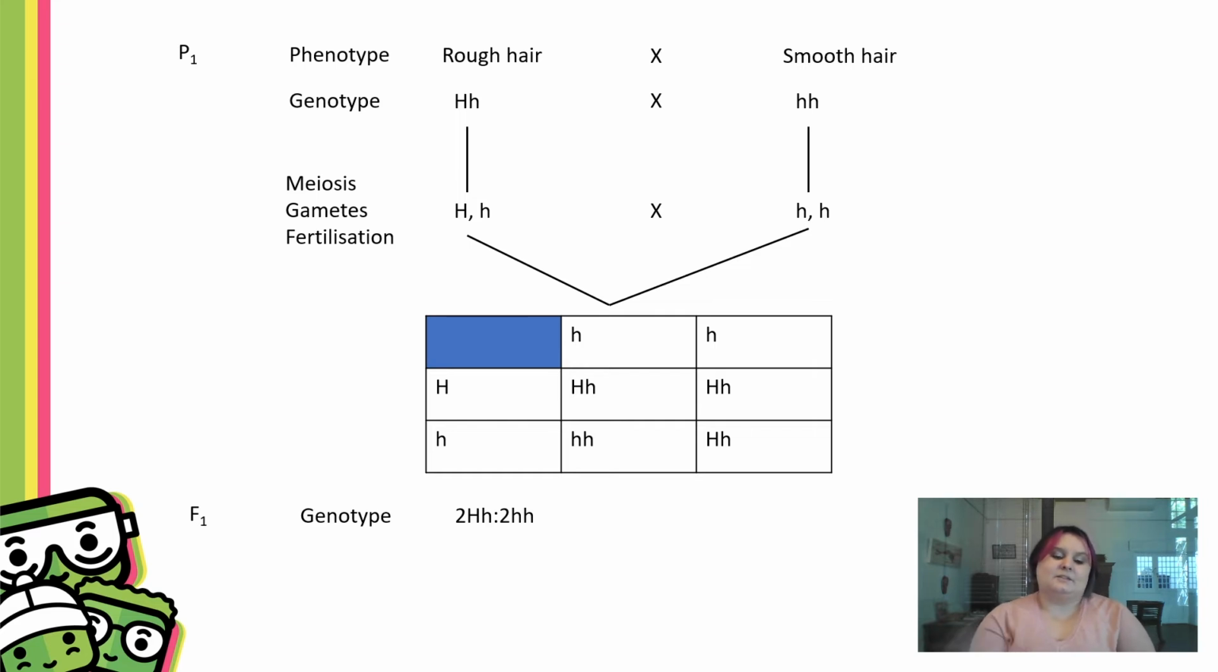All right, so now we're going to go to the F1 generation. This is our first filial generation, and these are the puppies. These are the babies from these particular parents.